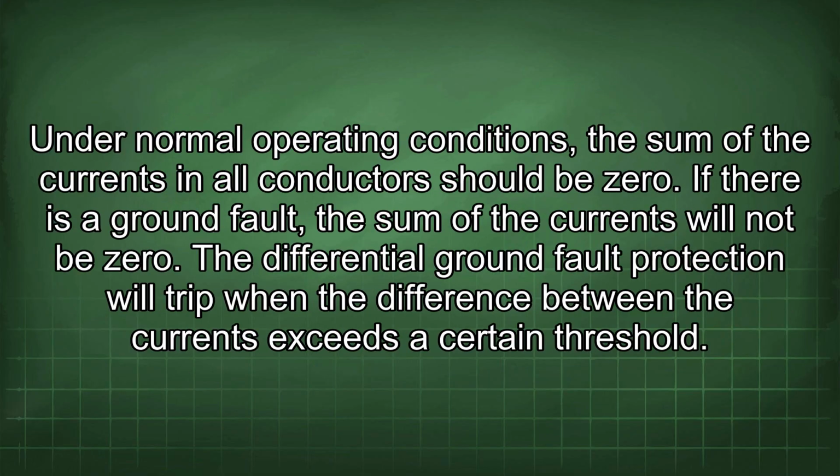Under normal operating conditions, the sum of the currents in all conductors should be zero. If there is a ground fault, the sum of the currents will not be zero. The differential ground fault protection will trip when the difference between the currents exceeds a certain threshold.